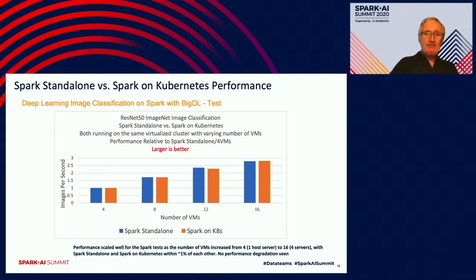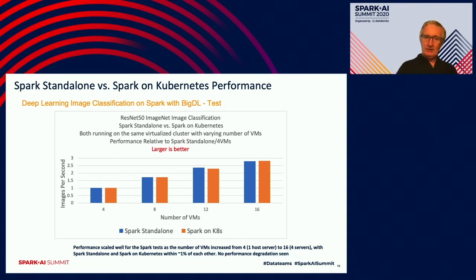Next slide, please. So these are the results of the tests. And this was ResNet 50, which is an image classification test running on top of Spark with Intel BigDL libraries and a program written using Intel BigDL as the driver. Enrique mentioned some Intel software at the start. We worked closely with Intel on increasing performance. Both running on the same machines with a varying number of virtual machines. Higher is better on these charts, and the blue represents Spark standalone, the orange represents Spark on Kubernetes. As you can see, they're within 1% of each other.